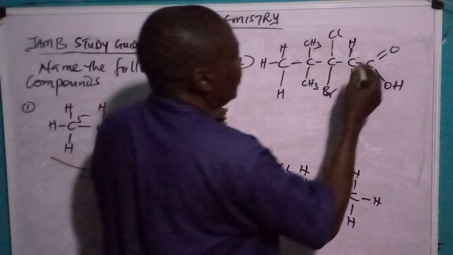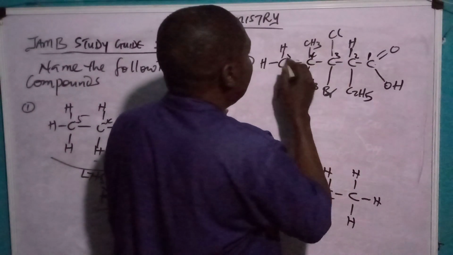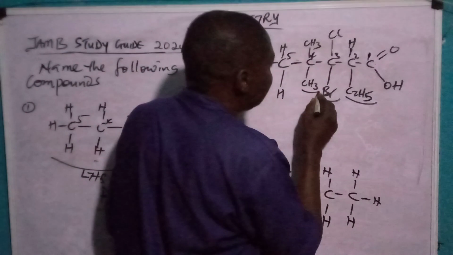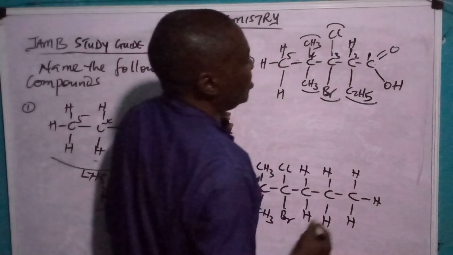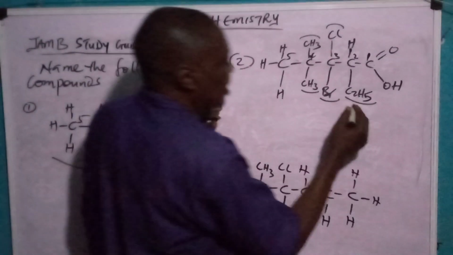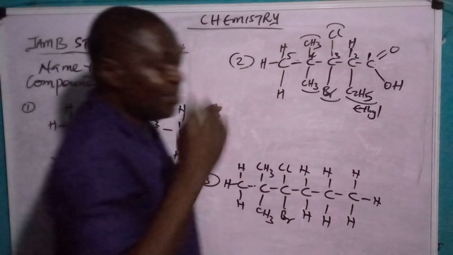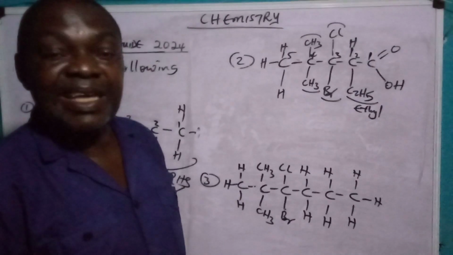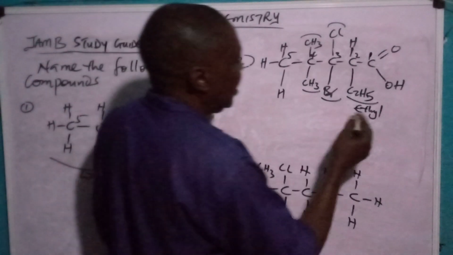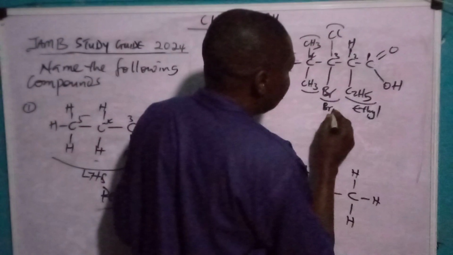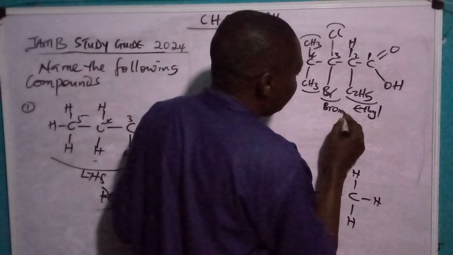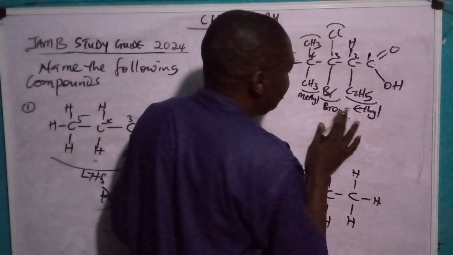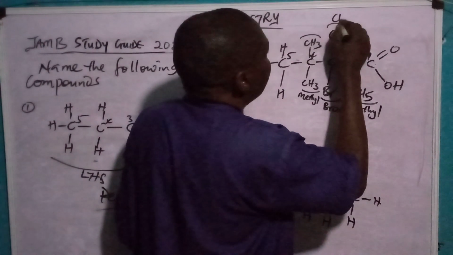Now, you want to name this, you start counting. 1, 2, 3, 4, 5. You see it? You have a substituent, another substituent, another substituent, another substituent, another substituent. So you must respect their positions. This one is ethyl. Ethyl is from an alkyl group. Remember we said in our previous video that an alkyl group is an alkane that has lost one hydrogen atom. So you have ethyl, you have bromine, so this is bromo. You have this one, methyl. Then this one has chloro.